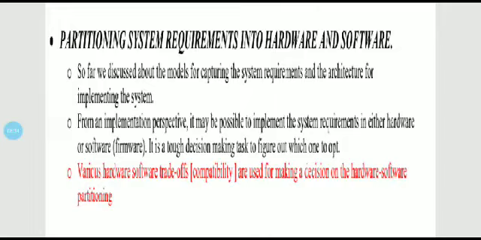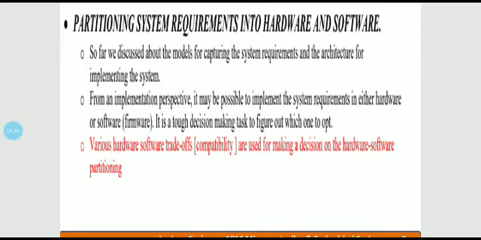Then, when we talk about partitioning system requirements into hardware and software, when I try to incorporate changes in the hardware as well as software, initially we need to make a decision about which part of my embedded system should be done in hardware and which part in software. So we will have this bifurcation or partitioning done for the hardware and software requirements. When I try to partition like this, it is a tough decision to figure out which one will be opted for. So there will be hardware-software trade-offs that are used for making this decision on hardware and software partitioning.